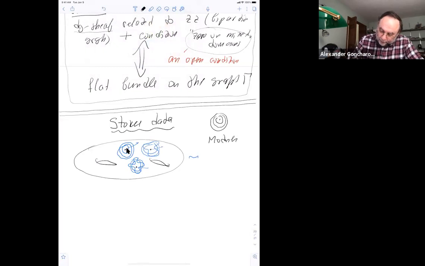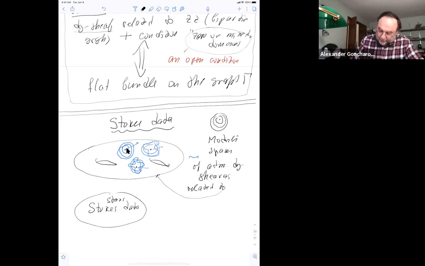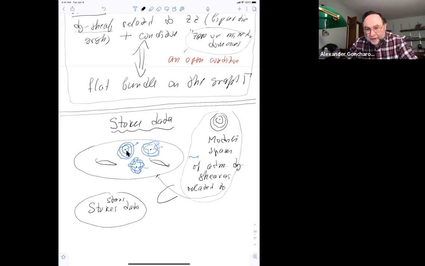moduli spaces of admissible DG sheaves related to those pictures. And this is the moduli space of Stokes data, stacks of Stokes data. They are part of the story. So they just smoothly embed as a part of this more general story. If I just specify what kind of curves I should consider here, then I get one of the definitions, and I get literally the definition of the moduli space of Stokes data.